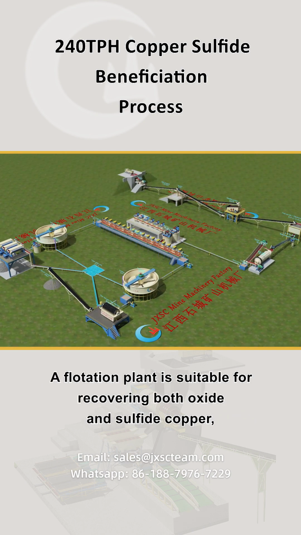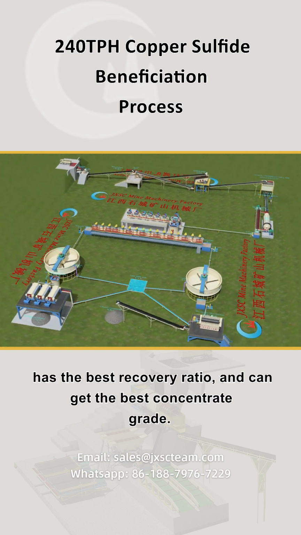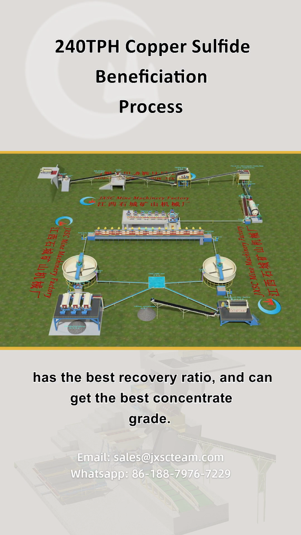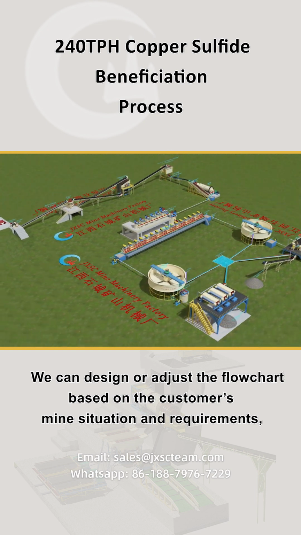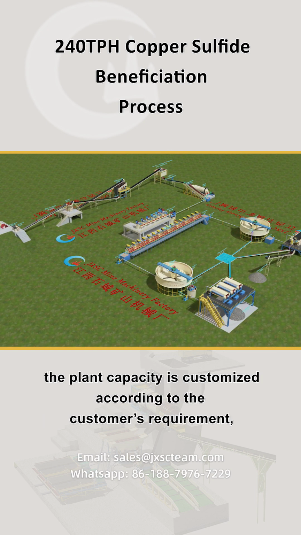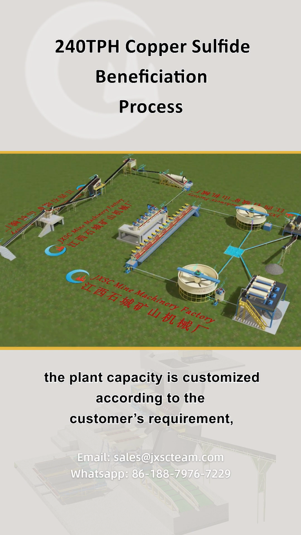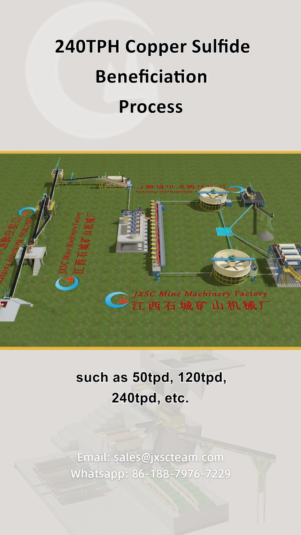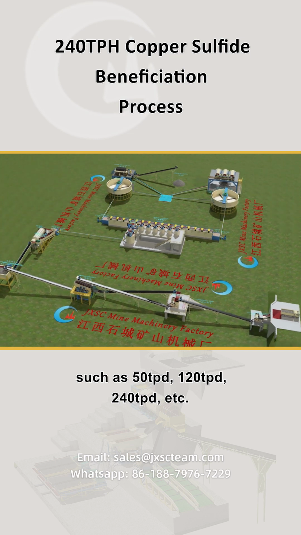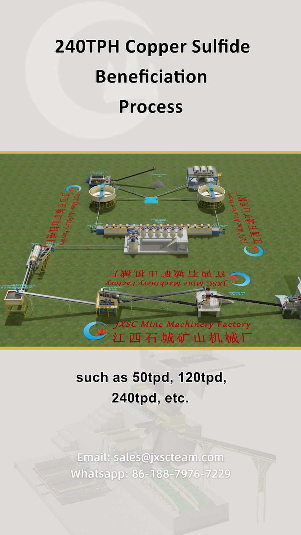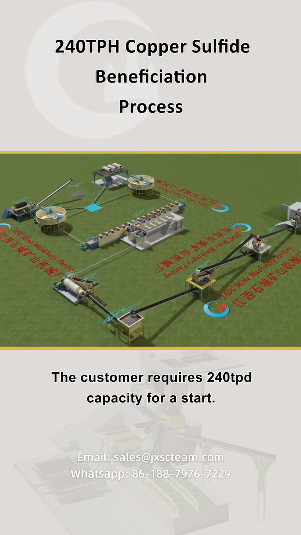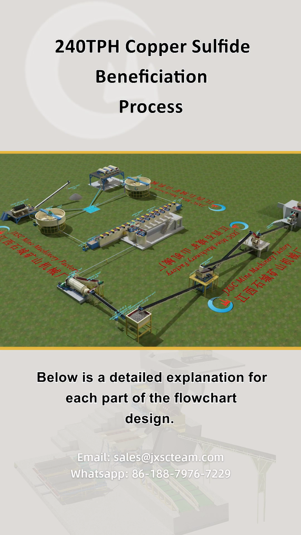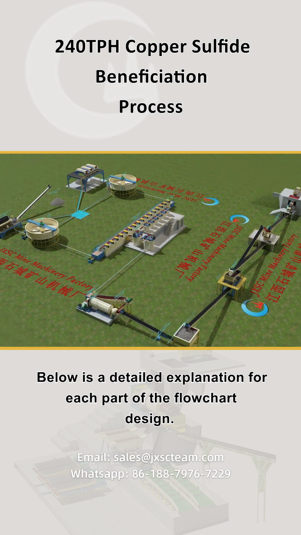A flotation plant is suitable for recovering both oxide and sulfide copper, has the best recovery ratio, and can get the best concentrate grade. We can design or adjust the flowchart based on the customer's mine situation and requirements. The plant capacity is customized according to the customer's requirement, such as 50 tons per day, 120 tons per day, 240 tons per day, etc. The customer requires 240 tons per day capacity for a start. Below is a detailed explanation for each part of the flowchart design.